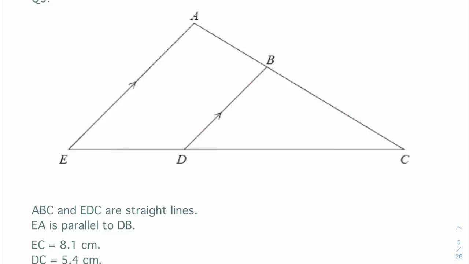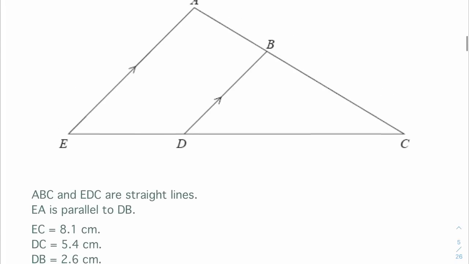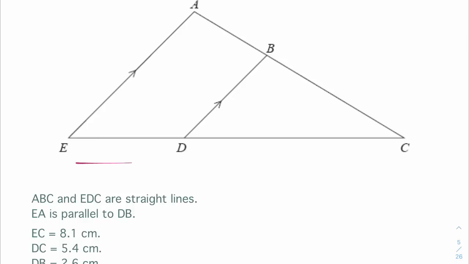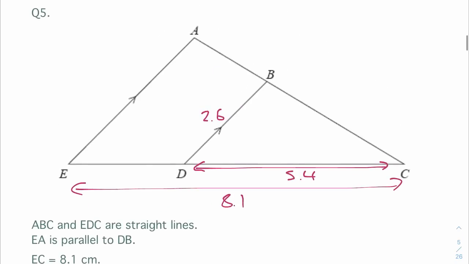So we can go about actually working out the lengths in here by thinking about this information that we've got. It says E to C, the full length, is 8.1. So this is 8.1. D to C, just from there to there, is 5.4. So we have the corresponding lengths now on both triangles. D to B, this one just here, is 2.6. Work out the length of A to E. So we're working out this one just here. Let's put an X next to it.